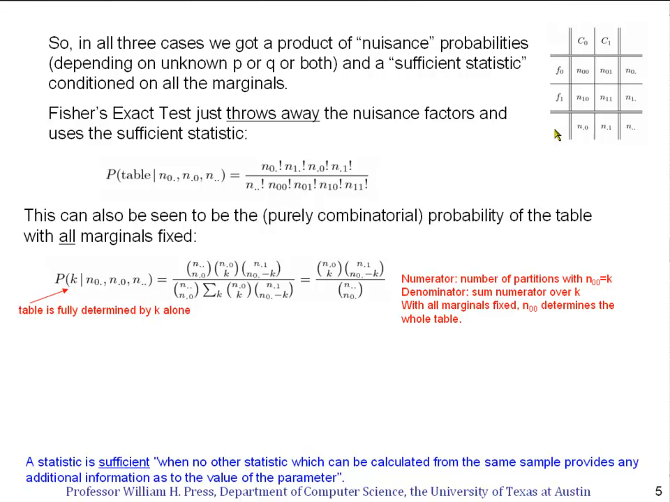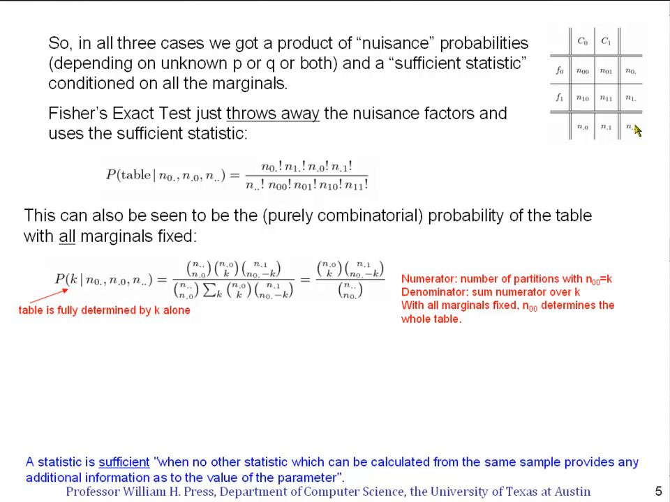Let's see how that works. Well, in this 2 by 2 case, if you're going to fix all the marginals, then there's only one degree of freedom. We could do that by a calculation of 4 cells minus 4 marginals, adding back in the one duplicated marginal, namely the sum of either the column or row marginals. But in any case, there's one degree of freedom. And we can call that N00, and just to have an easier letter for it, let's call it K. And you can see then that the probability determined by K is this combination of things.